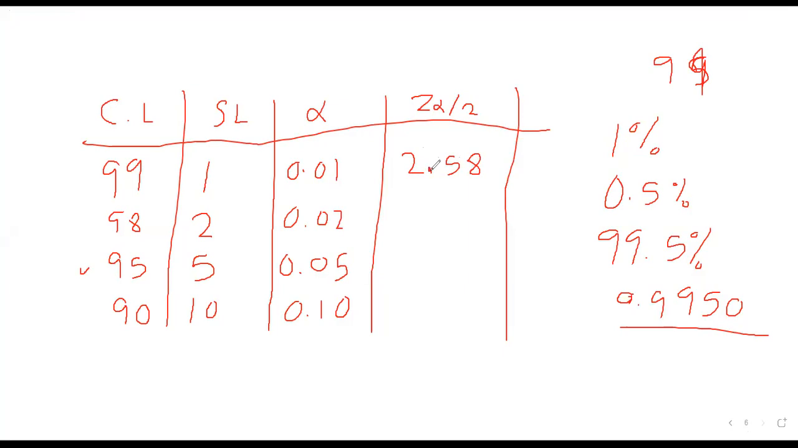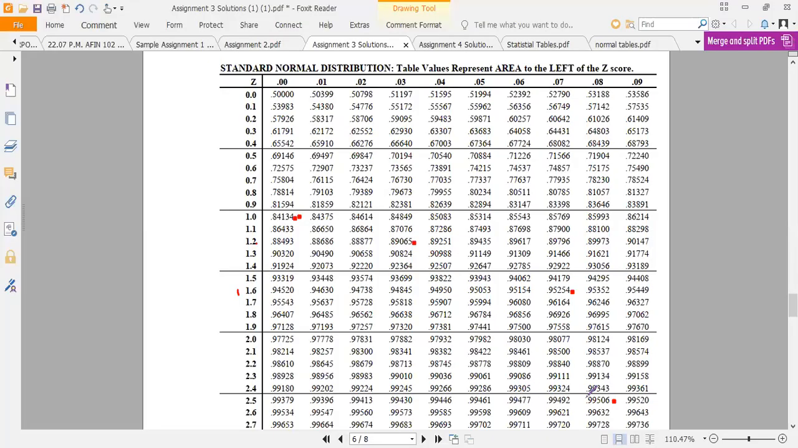Just a minute. 2.58, it's coming from where? The 2.58, because when you go inside here, the 0.9950 is here. So you get the 2.5, you add the number on top there, 0.08. So when you get 2.5, this will give you 2.58. Okay, I get it. Thank you.